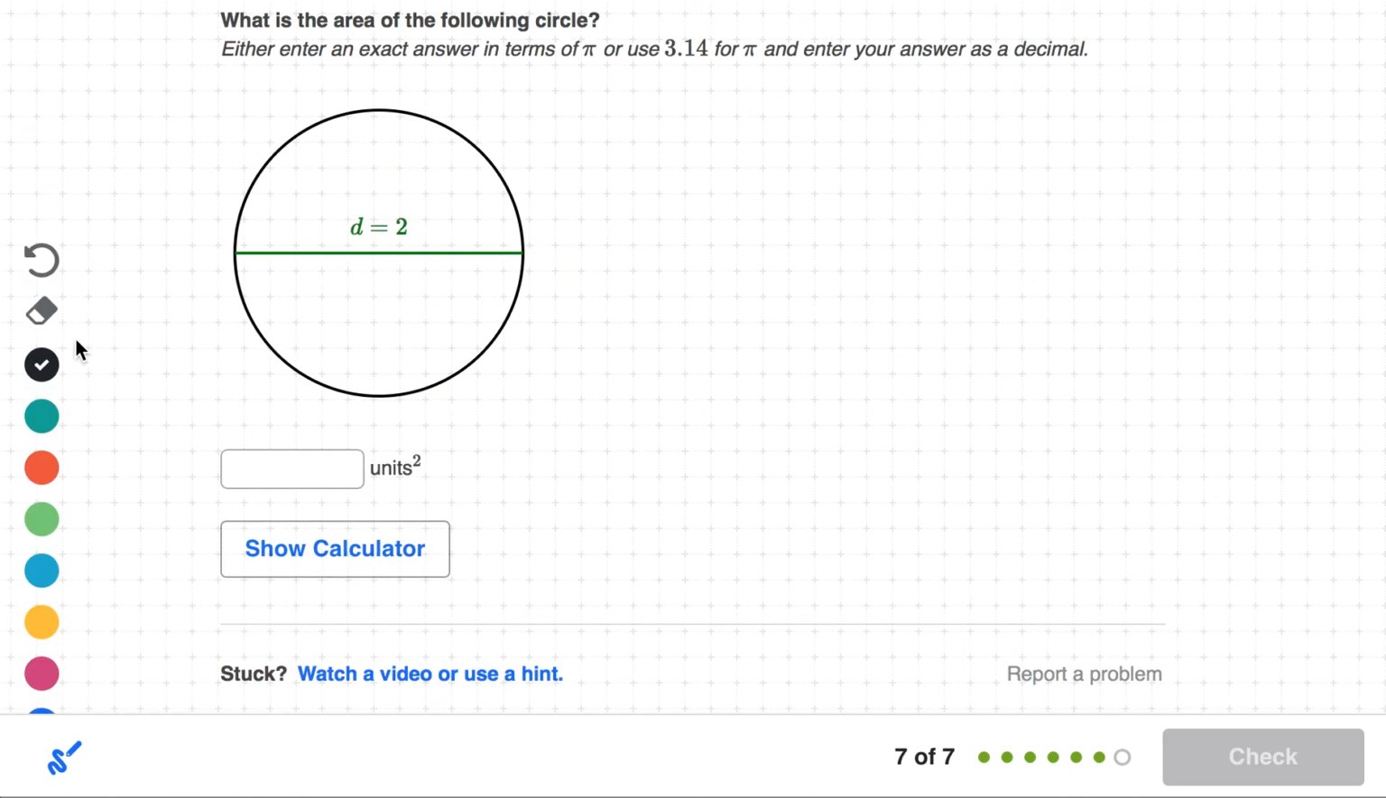Final question. What is the area of the following circle? It says the circle's diameter is 2, so that means the radius would be 1. And the area is pi times radius squared, so pi times 1 squared, which is pi times 1, or just pi.